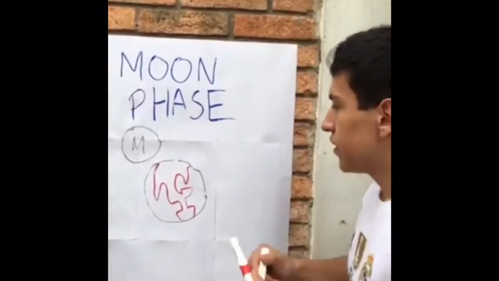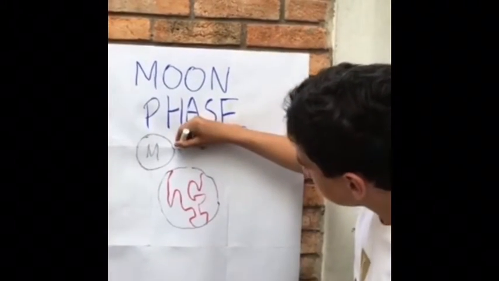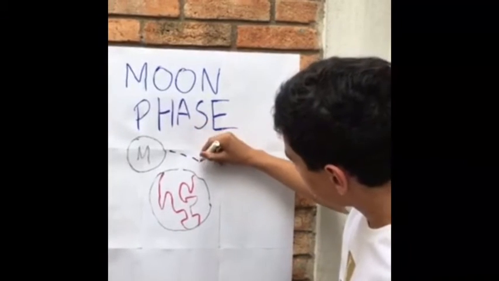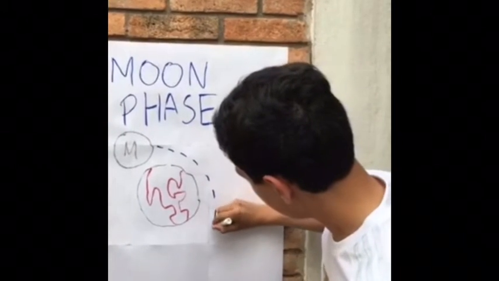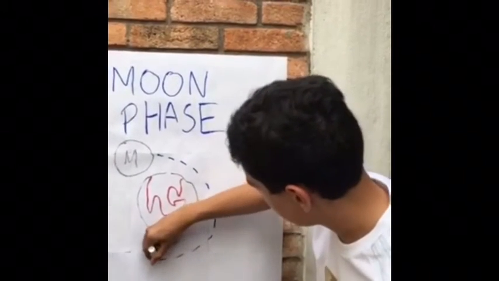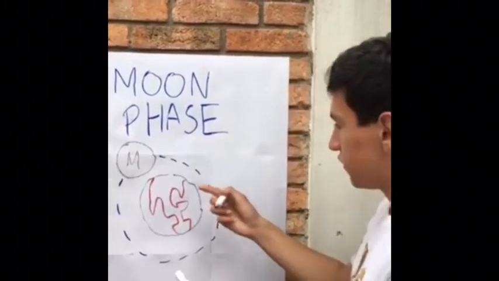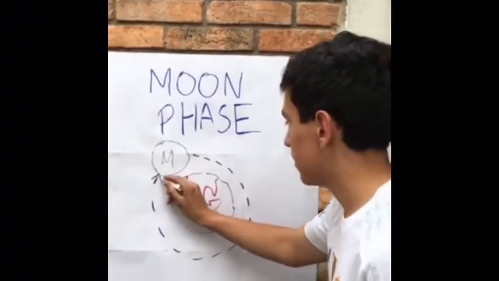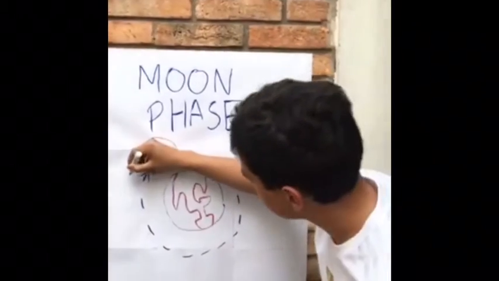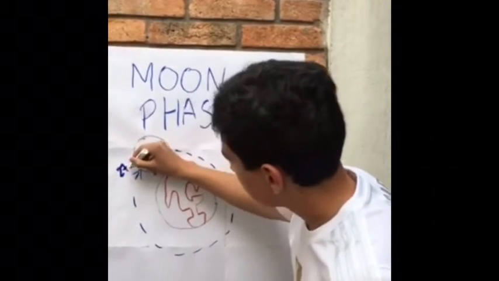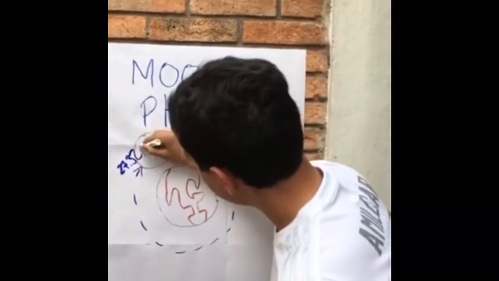We know that the moon is continuously going all around the Earth until finishing the phase. This takes 27.32 days.